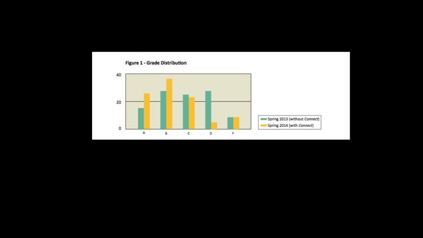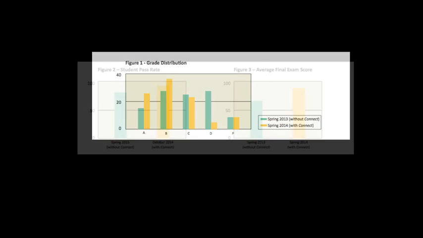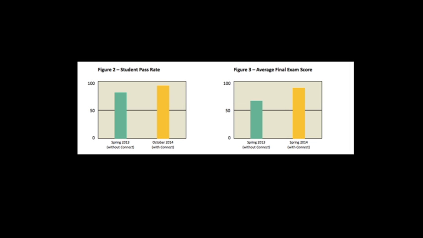You'll see spring of one year and a year later, spring of 2014. The green is showing us the grades on the final exam without Connect. The yellow is showing the grades with Connect. So in her particular case, she discovered on this one assignment that this actually improved her assignment grades. And then she also looked at the pass rates.